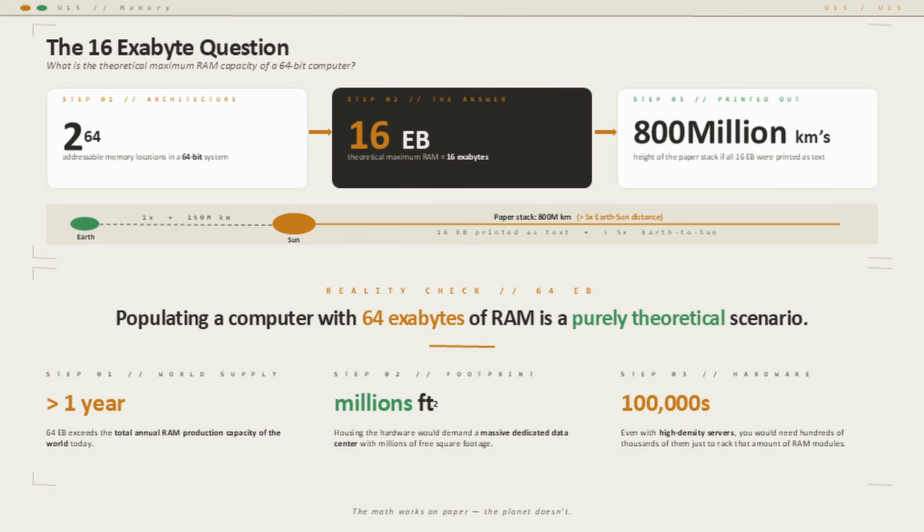Remember that pop quiz from a couple of slides back about the maximum amount of memory a 64-bit computer can have? The answer is a mind-boggling 16 exabytes, or 18.4 million terabytes of RAM. That's the theoretical memory limit of a 64-bit system.